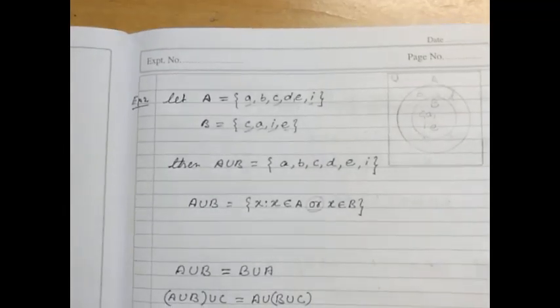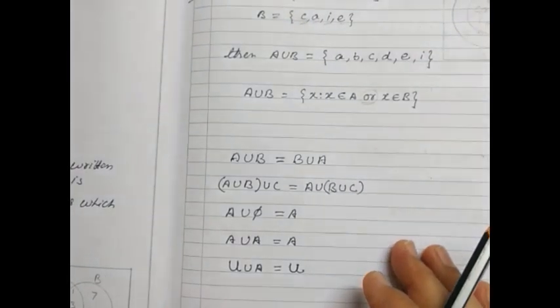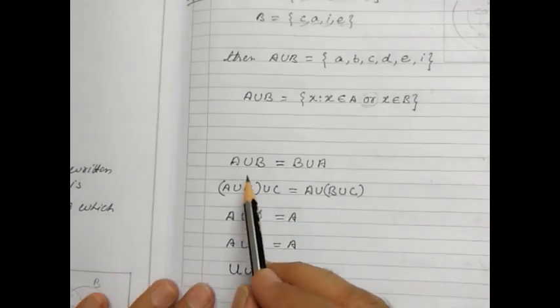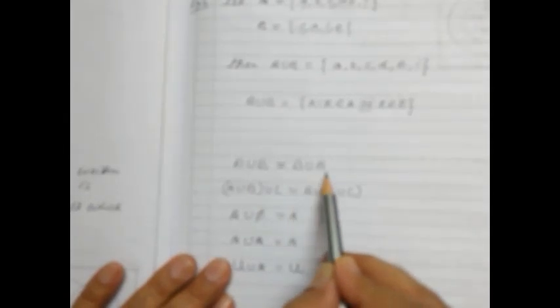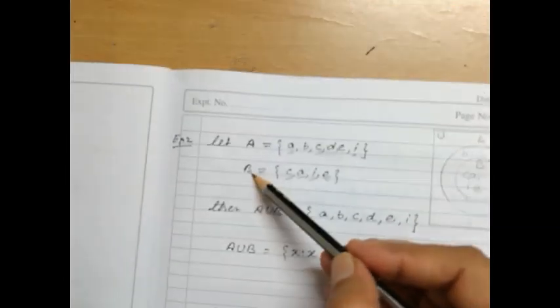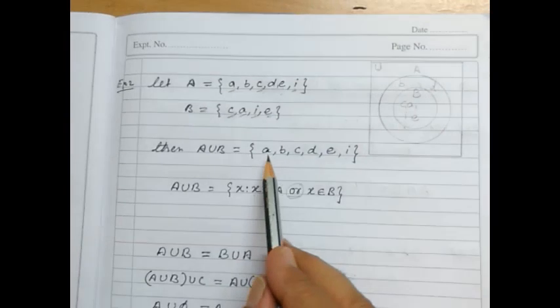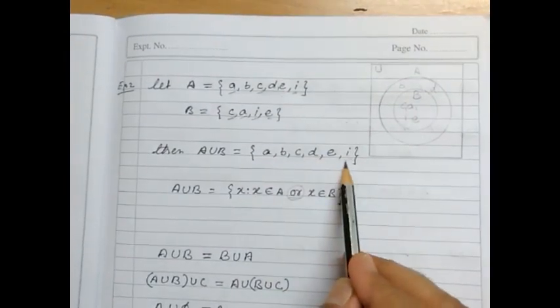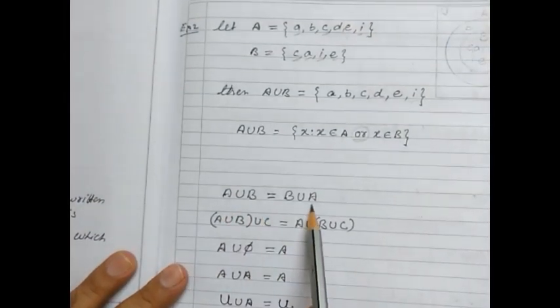Okay. Now let's discuss certain properties of this union. So what are those properties? We say A union B is equal to B union A. Whether we take the union of B with A or A with B, in both cases we will have the same elements. Will it differ? No. So when it is not going to differ, it satisfies this property.